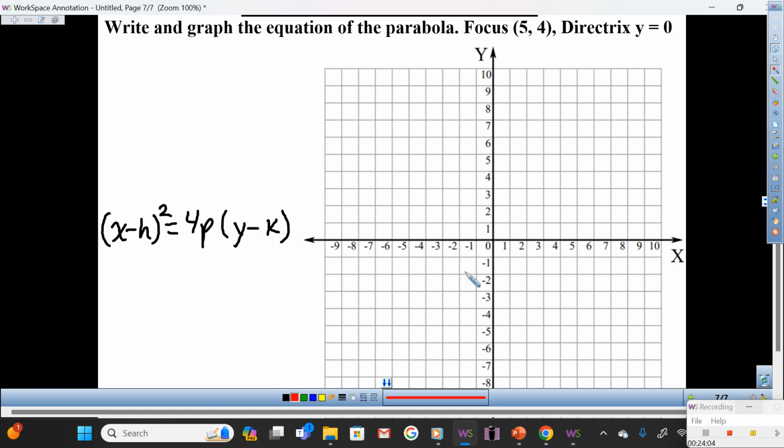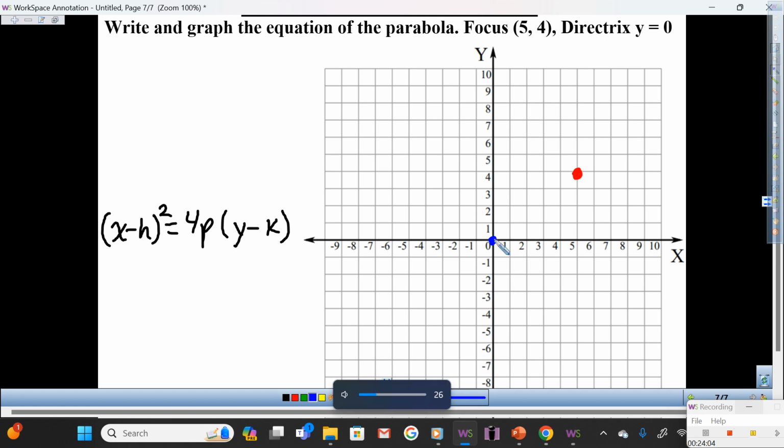The focus, which is 5, 4. And then the directrix, which is y equals 0. Before I show you the graph, motion with your hand what y equals 0 is going to look like. Which direction is that line going to show? Motion to your neighbor. Okay.